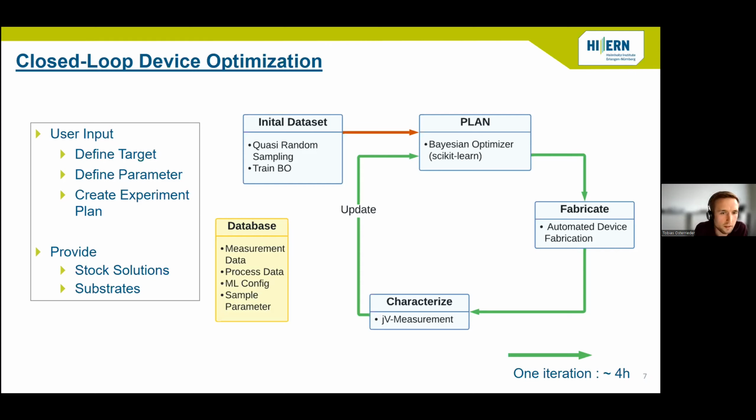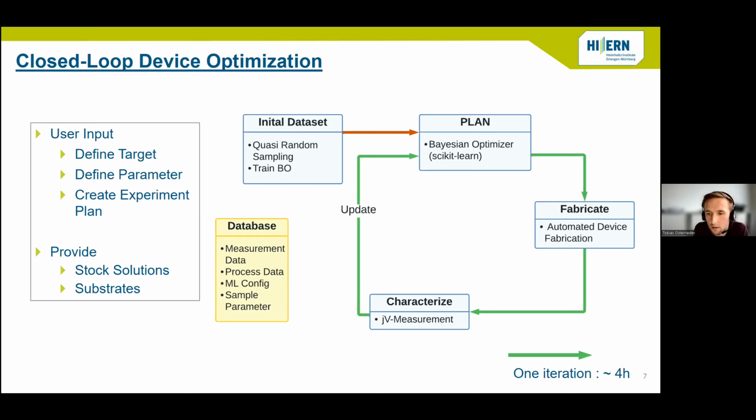So of course we have a database. We store all the data there, for example, the measurement data, the process data, some config data, and also the communication is mainly over the database. For example, the optimizer runs on a virtual machine, and it just checks the database to see if there are new sample results, and if there are, it will take them and write the next samples into the database. So one iteration here takes roughly about 4 hours, depending on the task you're doing.